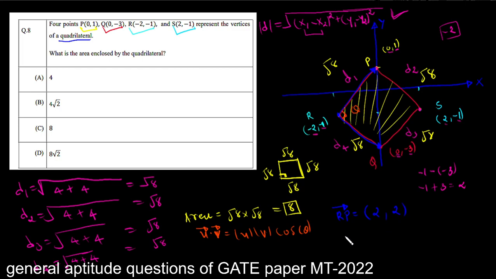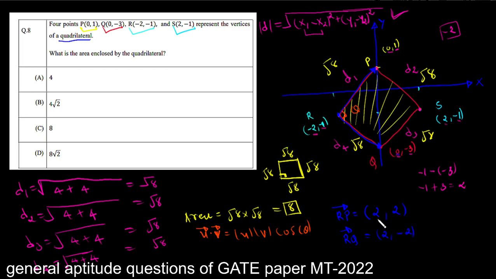In the same way we can also find this vector RQ. Again here we have to subtract the coordinates of this R from the coordinates of this point Q. And here 0 minus negative 2 will again be plus 2, and here negative 3, and we have to subtract negative 1, so it will turn out to be negative 2. Now we have to take the dot product of those two vectors.